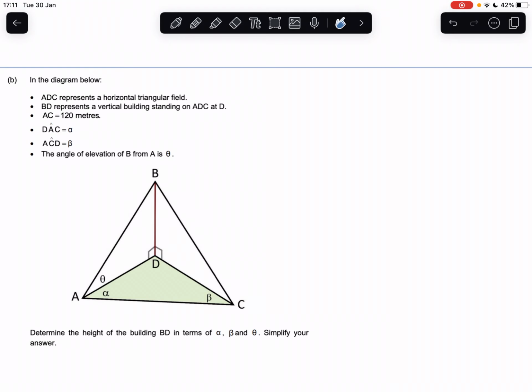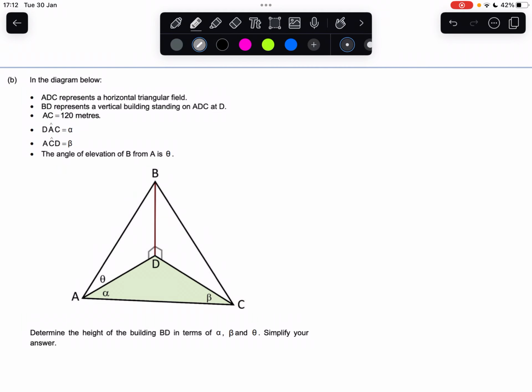In the diagram below, ADC represents a horizontal triangular field. Cool. BD represents a vertical building standing on ADC at D. I just love this. It really gives me a nice visual in my head, because I think visualizing in 3D is also quite an interesting task. Anyway, AC is 120 meters. I'm just going to go ahead and write that down.